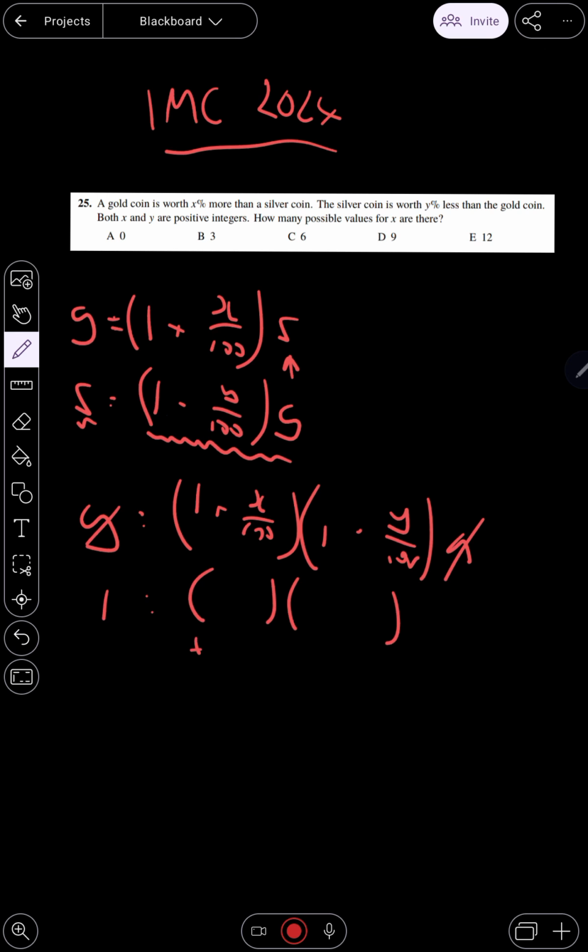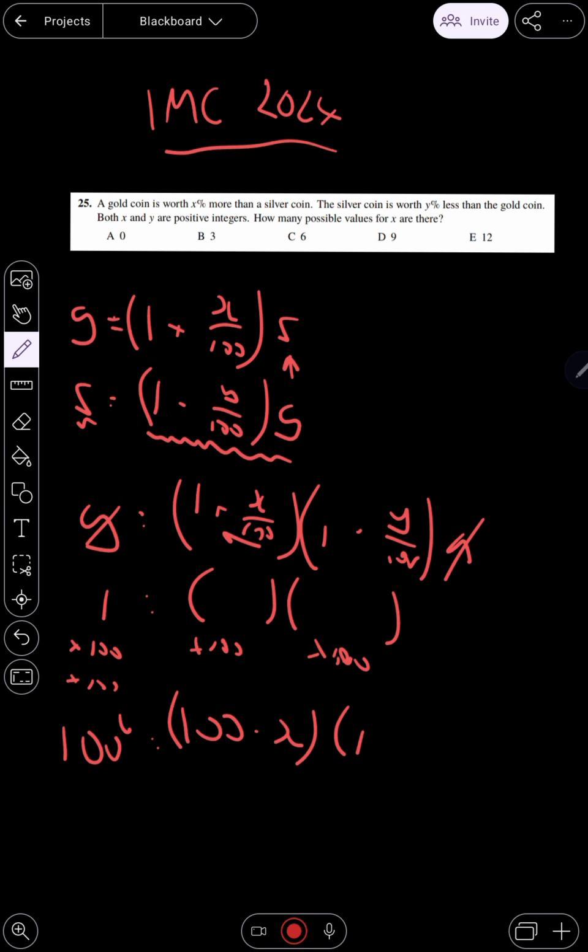Now if we times this bracket by 100, we obviously have to times this side by 100. And then I also want to times this bracket by 100. So that will involve timesing this side by 100 as well, and we'll get 100 squared equals 100 plus x, because that's what 1 plus x over 100 times 100 is, into 100 minus y.